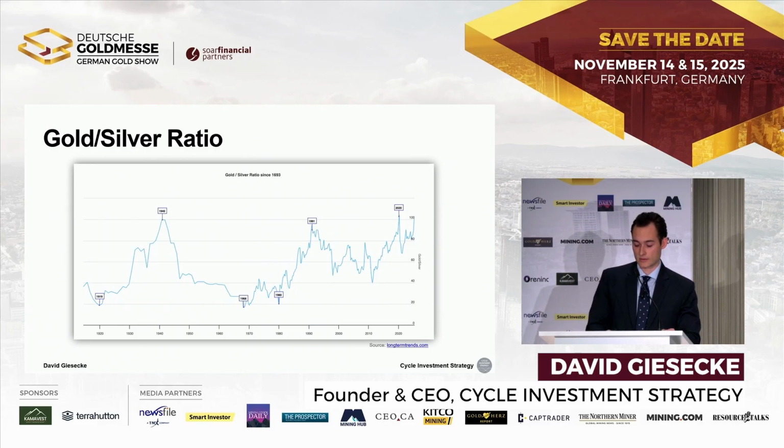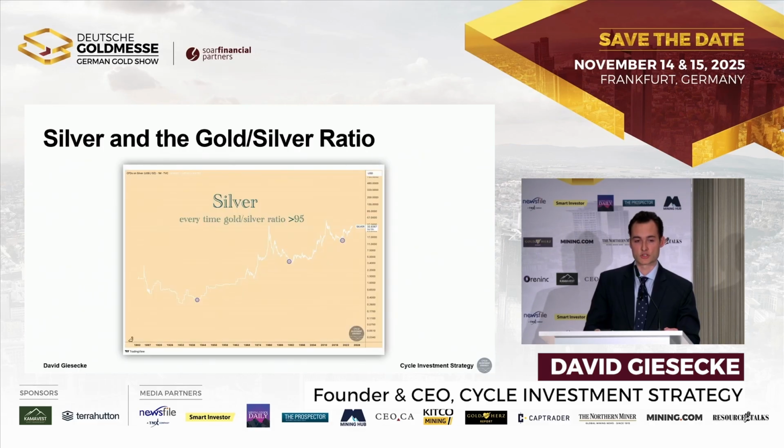And I've put those times when we have blown out in the gold-silver ratio above 95 on the silver chart. And you can see at these little purple dots where we were at the silver price when we had this gold-silver ratio blowout. So every time we blew out on the gold-silver ratio, silver made a significant low. We also saw that in 2020.